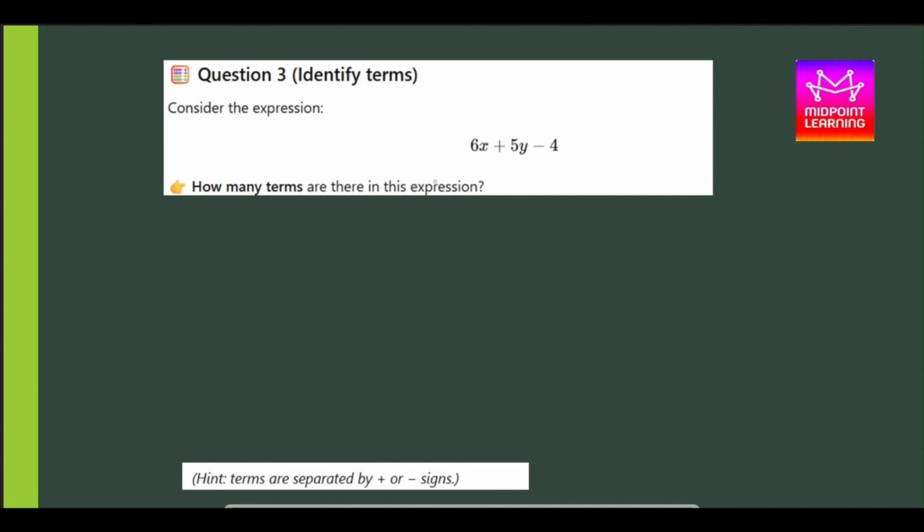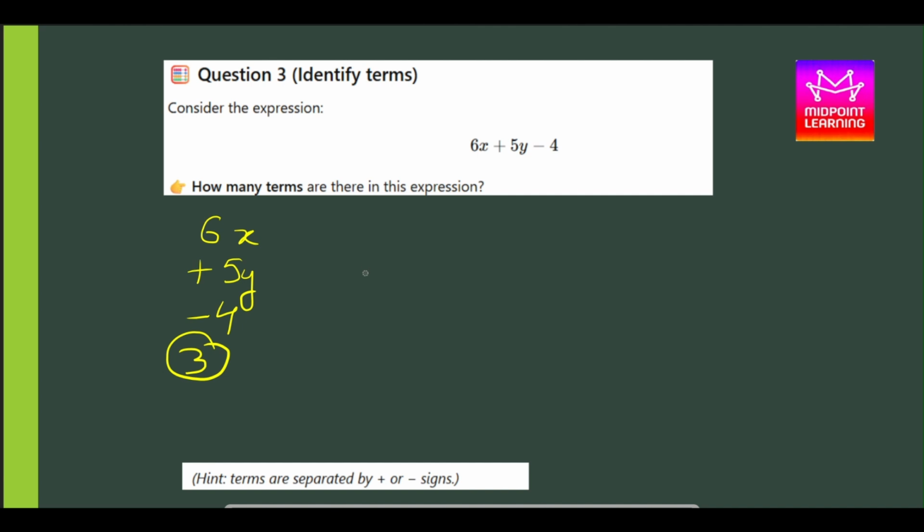Now in this expression you have to identify how many terms are there. So terms are separated by positive or negative signs, right? So we need to identify the terms. One is 6x, other one is plus 5y, and the third one is minus 4. So how many terms? The answer is 3.